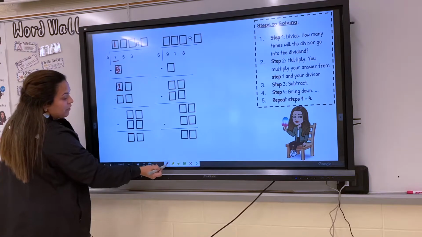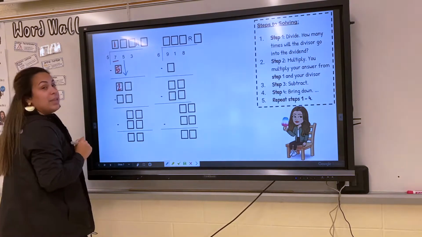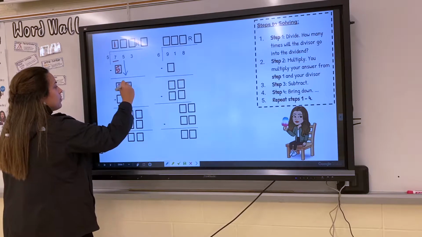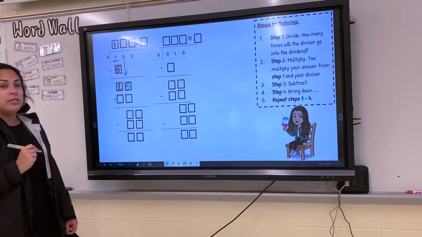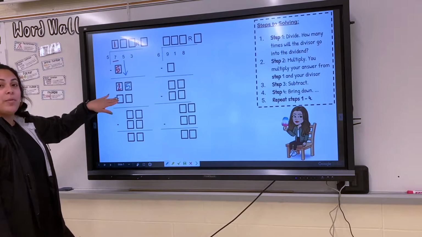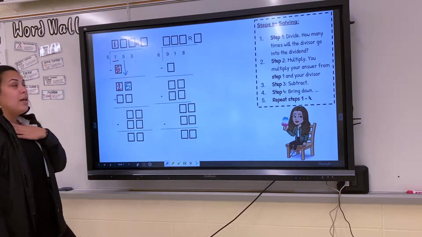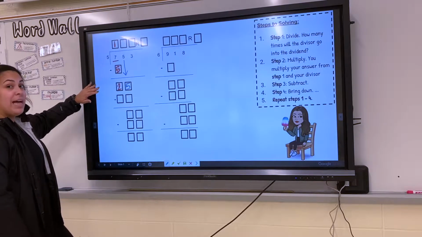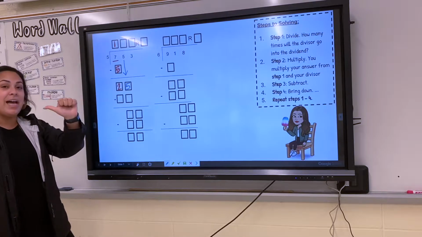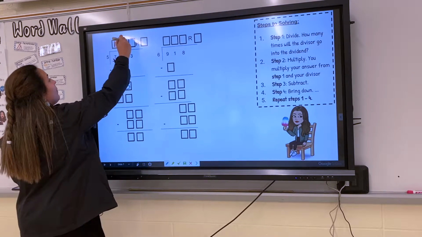Now, remember, step number 4 is very important. I need to bring down the next number, which is 5. Now I need to repeat this step and figure out how many times 5 can go into 25. I know 5 can go into 25 five times, and if you didn't know that, you can count by 5s: 5, 10, 15, 20, 25. So I'm going to put 5 up here.